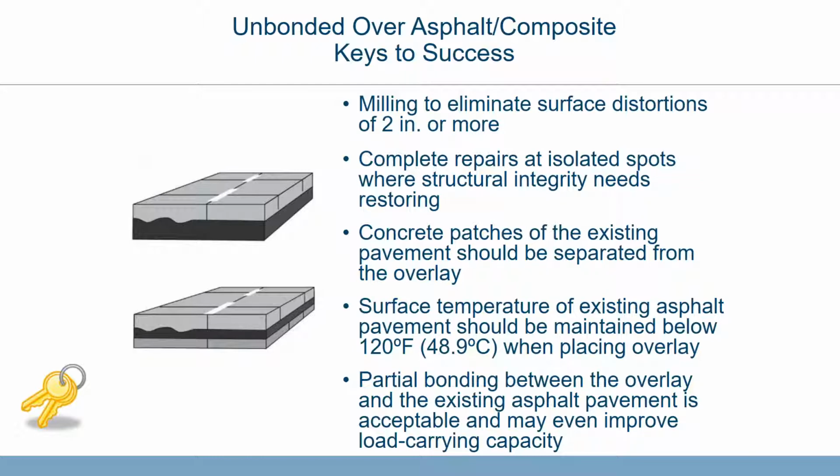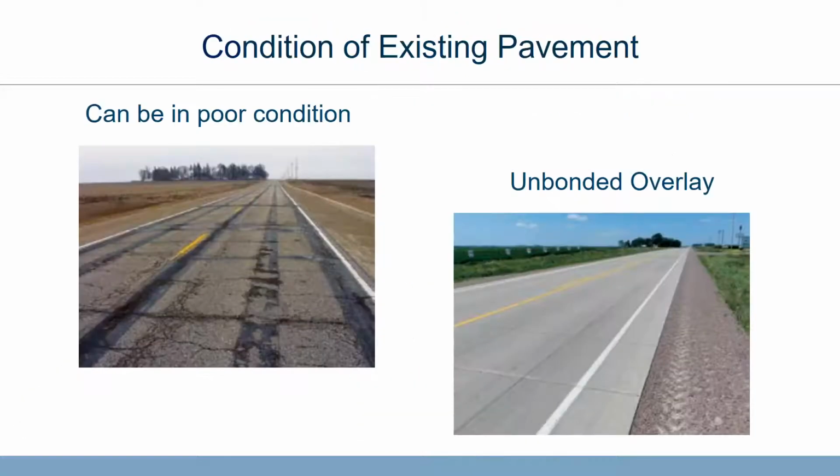So oftentimes we'll use a seal coat or even fabric. Sometimes we've used that to break that bond between those patches so that it will move consistently with the rest of the slab. Surface temperature, again, should be about 120 degrees or below when placing the overlay. It should be below 120 degrees. And partial bonding between the overlay and the existing asphalt pavement is acceptable and may even improve the load carrying capacity, although you're not necessarily depending upon that in your design process.